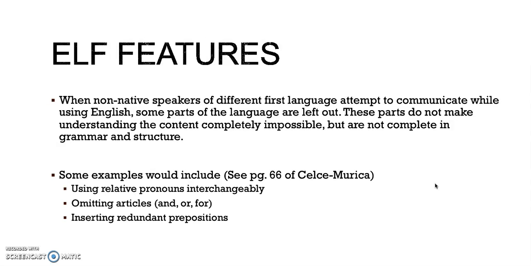And so this would be important when you're grading something like TELPAS. I know that many schools in Texas do TELPAS. We have a huge bilingual program and ESL program, so TELPAS is a very big deal at our school. This would be something that we would look at our students for before they were exiting or before they were moving up levels in their TELPAS level. Some of these examples would include using relative pronouns interchangeably, omitting articles, so just not using and, or for, and then inserting redundant prepositions.